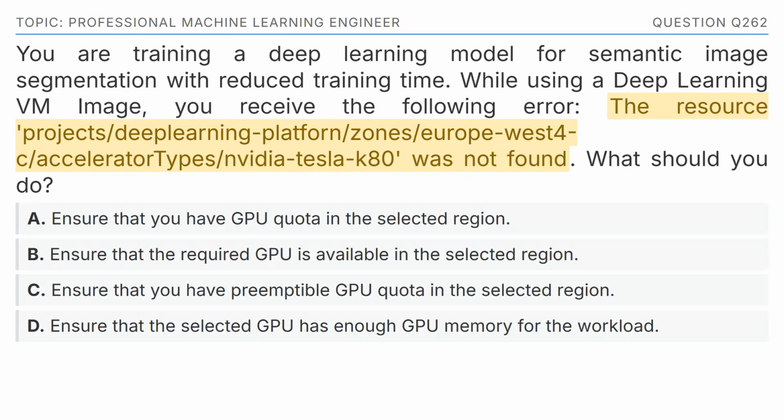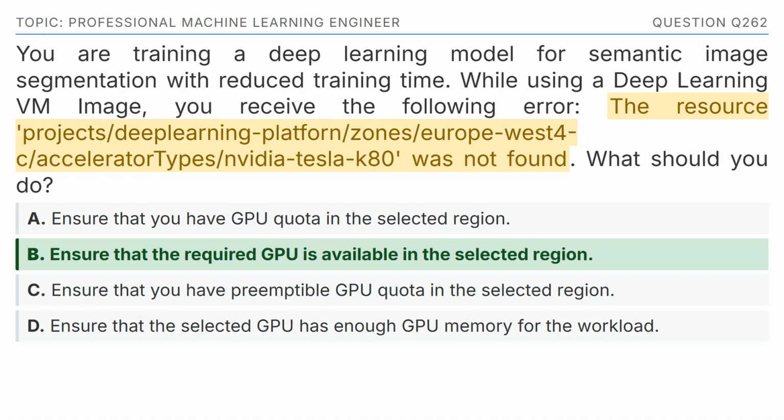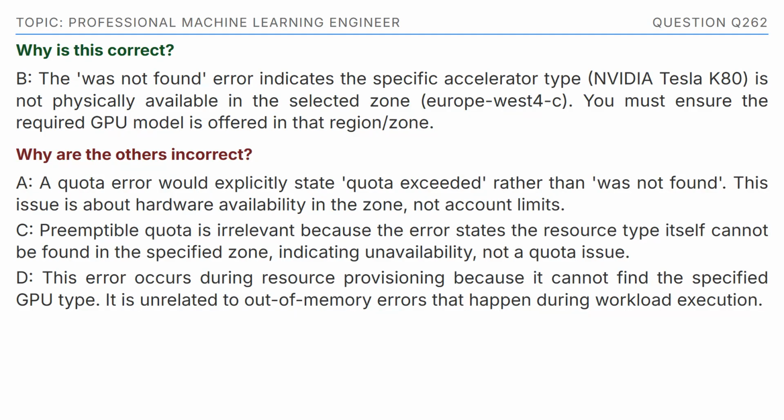To arrive at the correct answer, we focus on the keywords: the resource project/deep learning platform/zone/Europe West 4C/accelerator types/NVIDIA Tesla K80 was not found. The correct answer is option B. Ensure that the required GPU is available in the selected region. Why is this correct? B. The "was not found" error indicates the specific accelerator type, NVIDIA Tesla K80, is not physically available in the selected zone, Europe West 4C. You must ensure the required GPU model is offered in that region/zone.